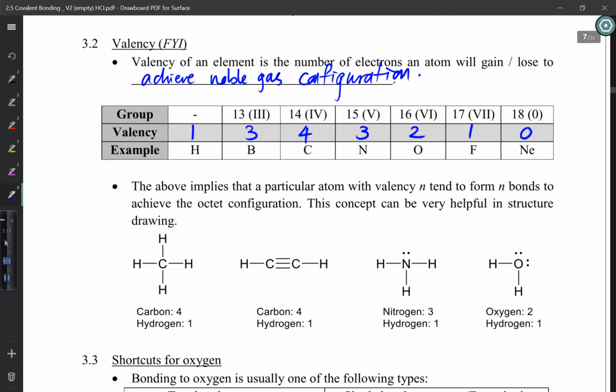So what does the above imply, and how does it help you in your dot and cross diagram? The above implies that for a particular atom with a valency of n, you tend to form n bonds to achieve the noble gas configuration. For example, hydrogen, the valency is 1, right? So you tend to form 1 bond. Carbon, the valency is 4, you tend to form 4 bonds. Carbon, same thing goes here. Even though it's a triple bond, it's considered as 1, 2, 3, 4 bonds. Hydrogen is 1, and so on. And for nitrogen, here you can see that it forms 3 bonds, excluding this, which is according to the valency. Same goes for oxygen.